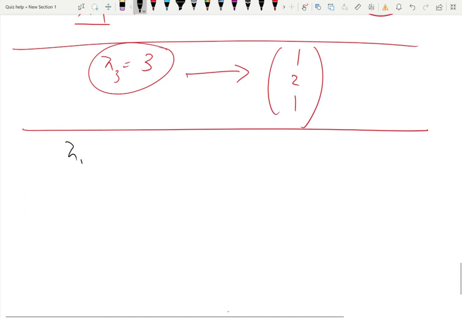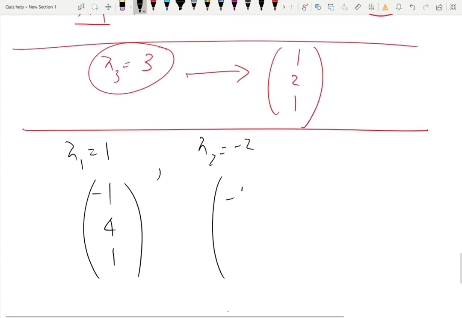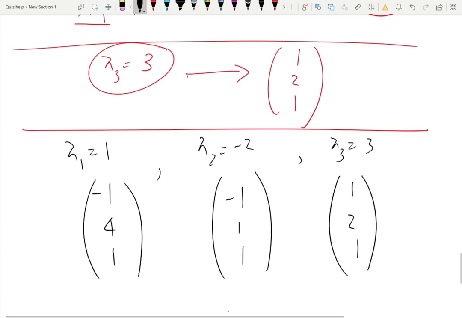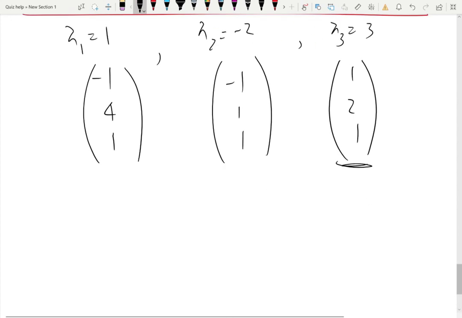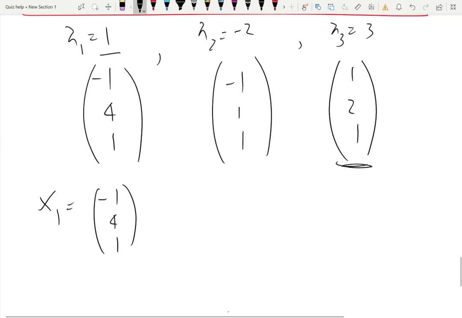So the first eigenvalue was 1. The eigenvector was negative 1, 4, 1. Second eigenvalue was negative 2. The eigenvector was negative 1, 1, 1. Third eigenvalue was 3. The eigenvector was 1, 2, 1. Okay, I didn't find this one, but you can follow the book, the notes. So the general solution is x1 is negative 1, 4, 1. The associated eigenvalue is 1, so e to the 1t, e to the t.